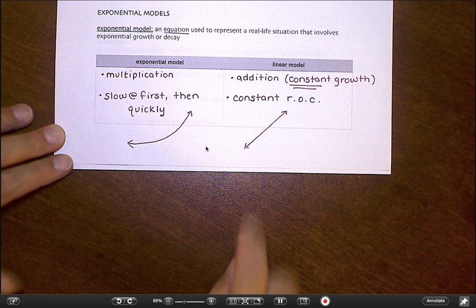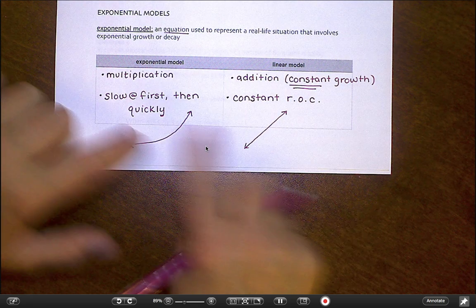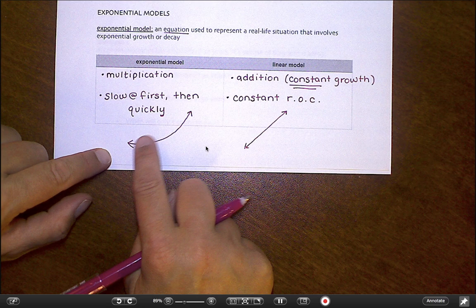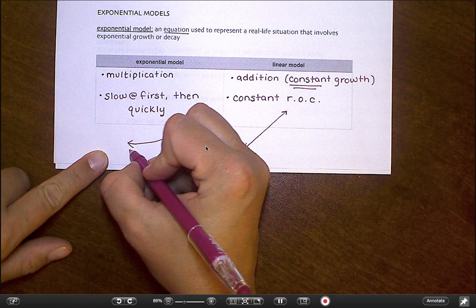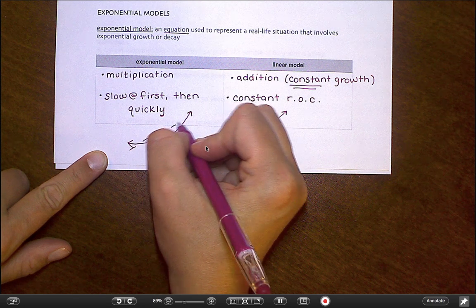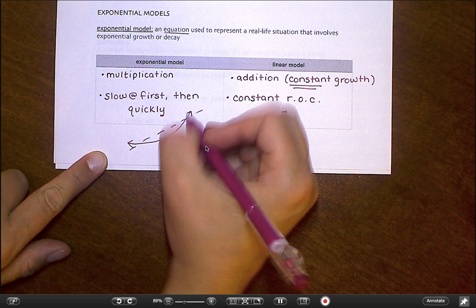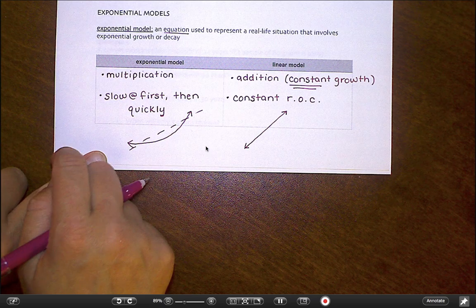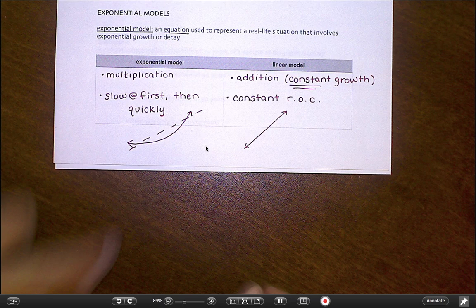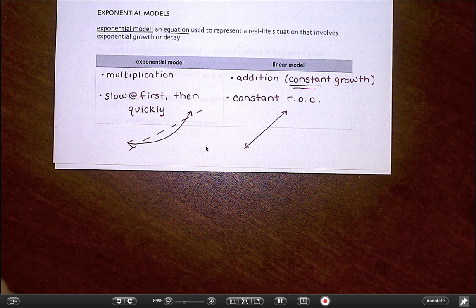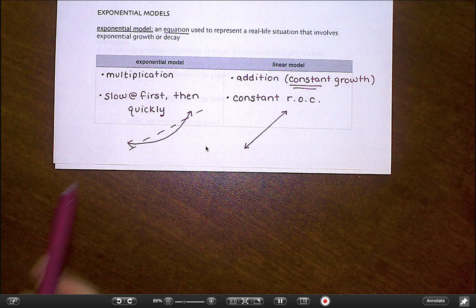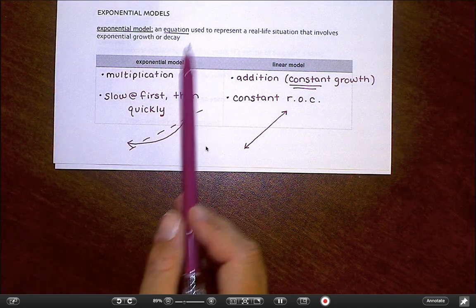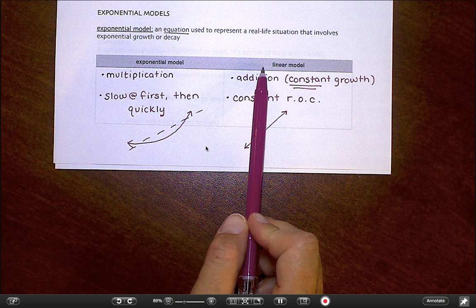And so what will happen is if I were to put these two on top of each other, at first that linear model is going to show up slightly higher than that exponential model, but there will always come a time when that exponential model takes off and just leaves that linear model in the dust. Okay, so just keep that in mind. That's a big concept on the SAT, knowing the difference. If you look at a situation, knowing whether it's exponential or linear.